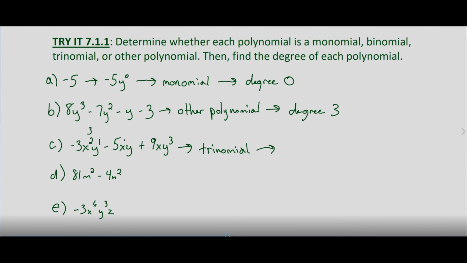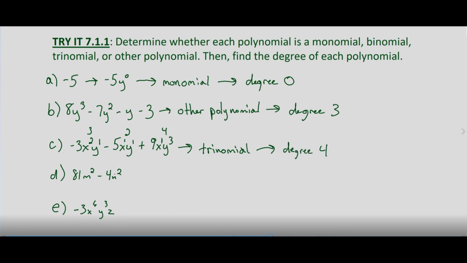The second term, there's 2 invisible 1s here, so it's degree 2. There's an invisible 1 here, so this is degree 4. So this last term here actually has the highest degree of any of the terms, and the degree of the polynomial is the degree of the term with the greatest degree. So this would be degree 4.